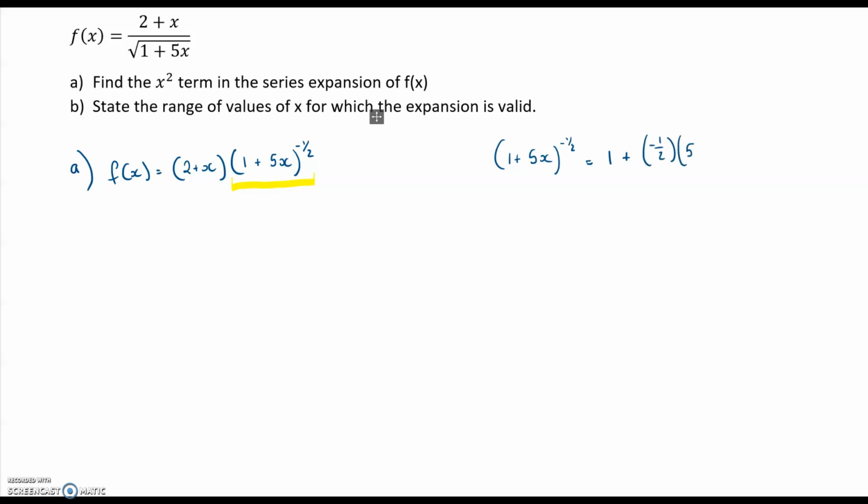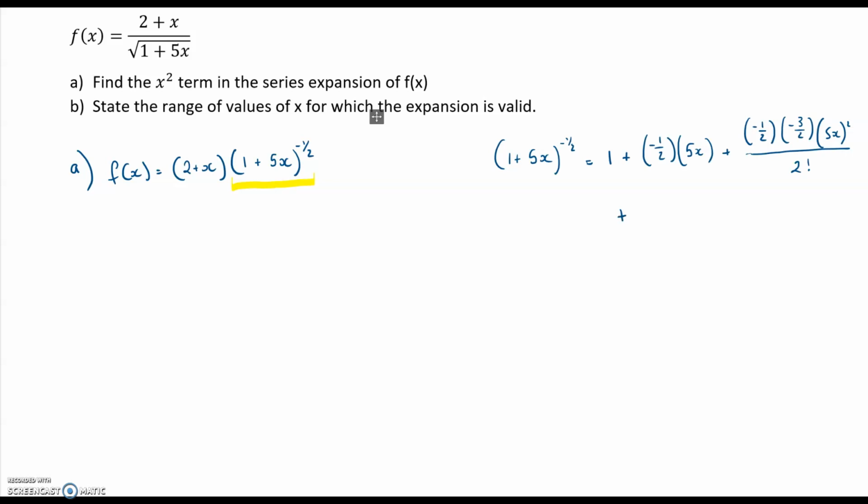Now if we expand this out, we end up with 1 as our first term, plus negative a half times 5x, okay, so that's your nx, plus negative a half times negative 3 over 2 times 5x, all squared, over 2 factorial. Okay, and then I'm just going to add in the cubic bit down the bottom.